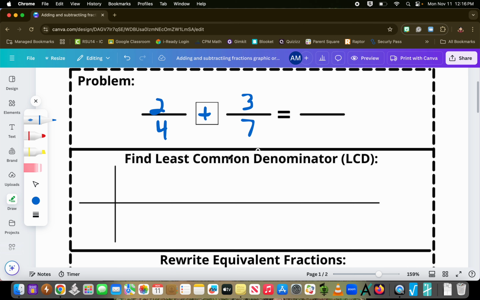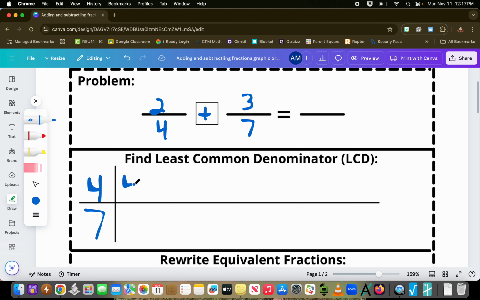So the easiest way to find our least common denominator is by skip counting. We can also do this by looking at our multiplication chart in either the rows or the columns of 4 and 7. So for this, we're going to skip count. I'm going to go through the first 5 of each to see if we can find a common denominator.